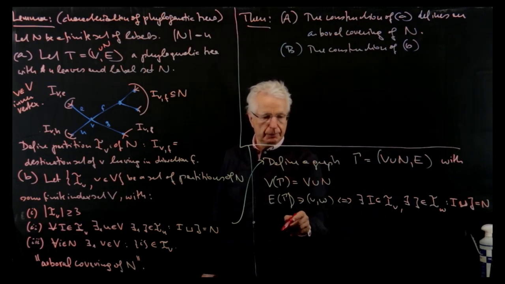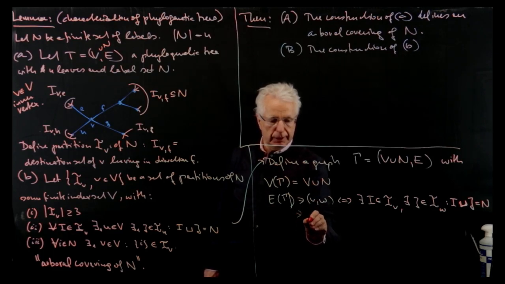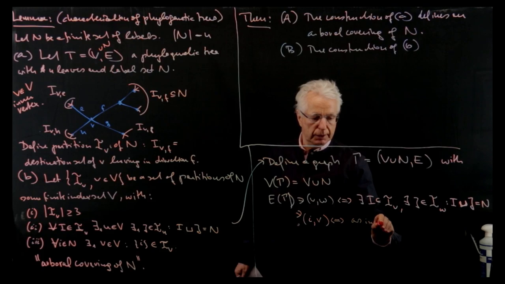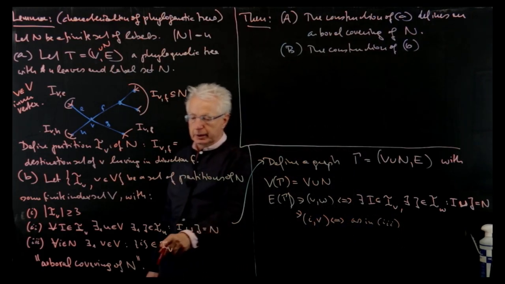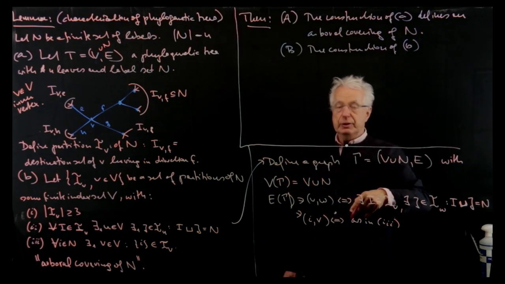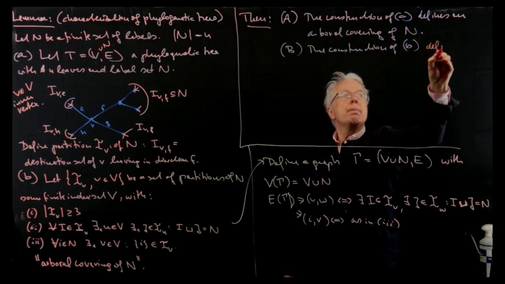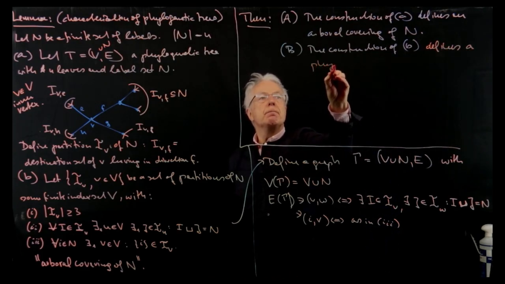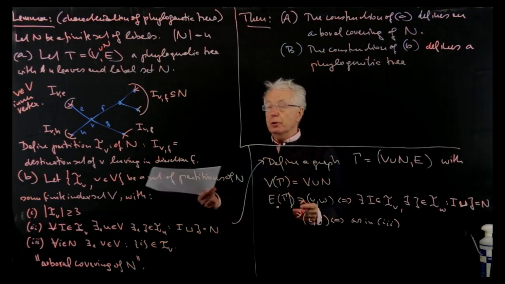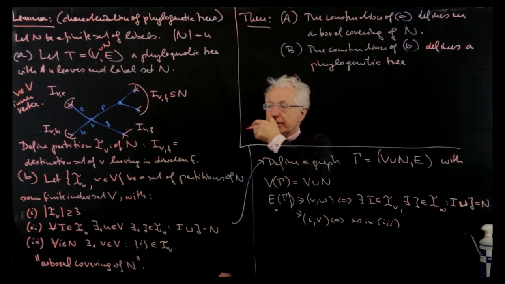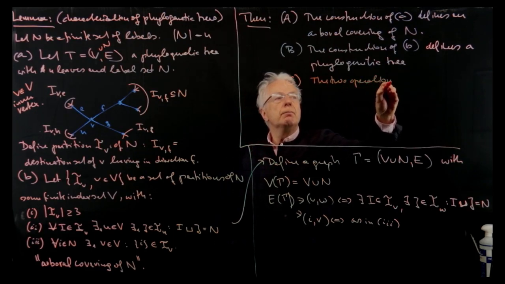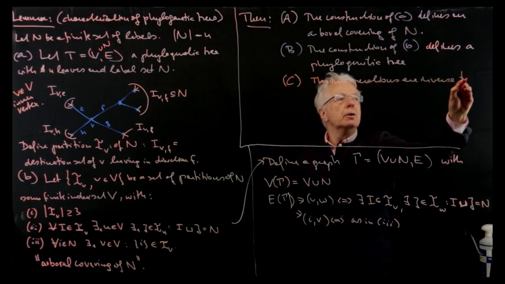So these are the interesting ones, and we take I and V precisely as in condition 2. So we connect I and V if V is a unique vertex with this property here, okay? So the construction of B as defined here defines a phylogenetic tree. And of course, C, the composition is the identity. So these are inverse to each other. The two operations are inverse to each other.